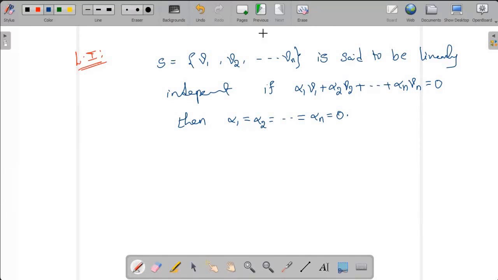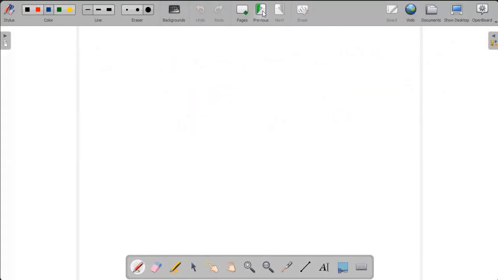Okay. Now to check whether a set is linearly independent or dependent, this is the definition we make use of. What we actually do is take the linear combination and equate it to 0. If all the alphas turn out to be 0, we conclude it is linearly independent. But if you are able to find at least one alpha which is non zero, then we say that it is linearly dependent.